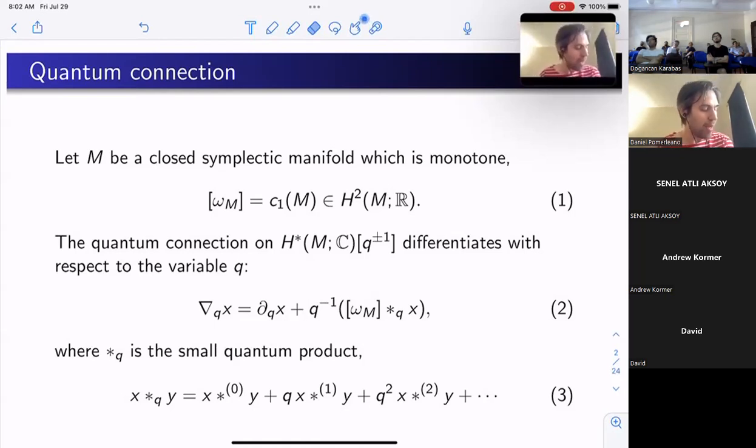So the small quantum product, the version that I'm going to use, is the version that's linear over Q. So you have the classical part, which is the 0th order part, the first order part, which is going to use only holomorphic curves with area 1. Then you have a part that uses holomorphic curves with area 2, and so forth. So it's a polynomial product because of the monotone condition.